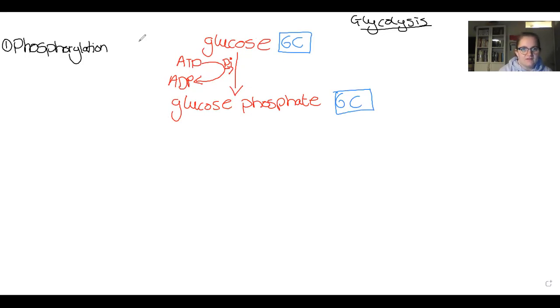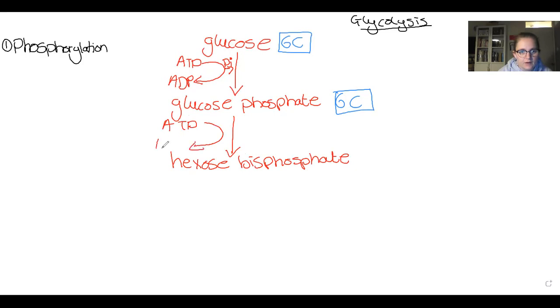What then happens is exactly the same thing. The glucose phosphate is phosphorylated, and this forms a molecule called hexose bisphosphate. And that's done exactly the same way from the ATP. So our ATP is broken down and we've got ADP, and our inorganic phosphate has been added on. Hexose bisphosphate, again, is a 6-carbon molecule.